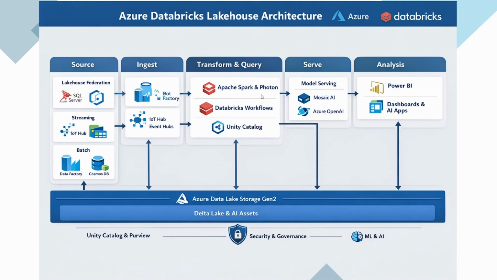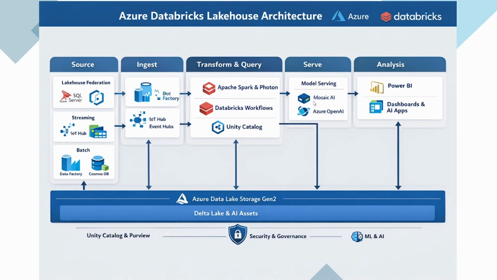Now we move into transform and query. This is where Databricks really shines. Under the hood, it uses Apache Spark and Photon. Spark gives you scalability. Photon gives you speed. You can write SQL, Python, Scala, and you can build pipelines using Lakeflow Declarative Pipelines, which make ETL easier to manage and test. Instead of writing complex orchestration logic, you describe what you want. Databricks handles how to run it efficiently. This layer supports everything: ETL jobs, ad hoc analysis, feature engineering, all from the same data.